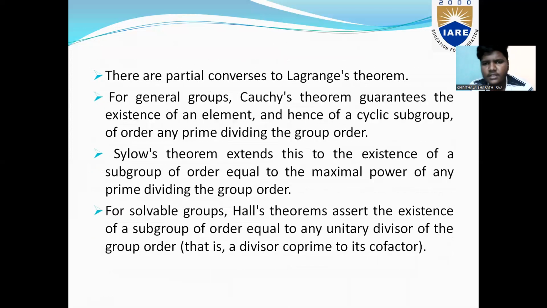There are partial converses to Lagrange's theorem. For general groups, Cauchy's theorem guarantees the existence of an element, and hence a cyclic subgroup, of order any prime dividing the group order. Sylow's theorem extends this to the existence of a subgroup of order equal to the maximal power of any prime dividing the group order. For soluble groups, Hall's theorem asserts the existence of a subgroup of order equal to any unitary divisor of the group order, that is a divisor coprime to its cofactor.